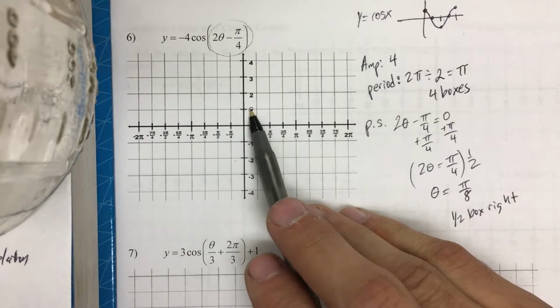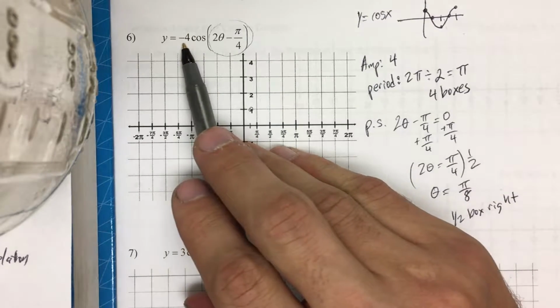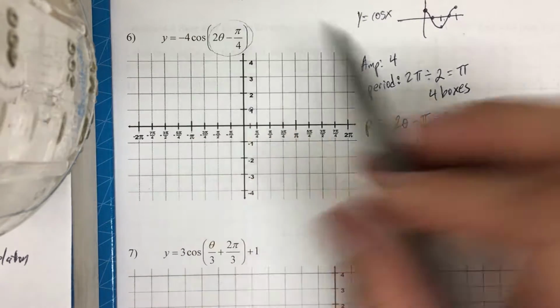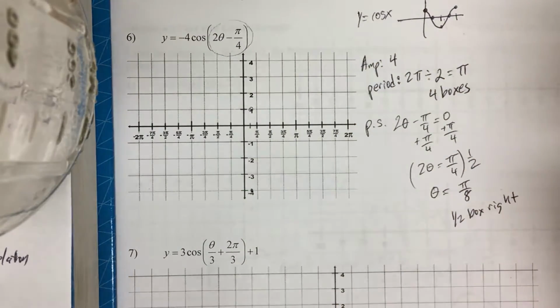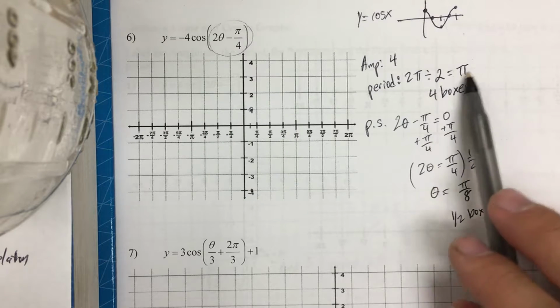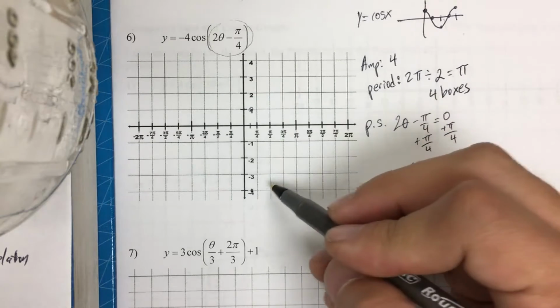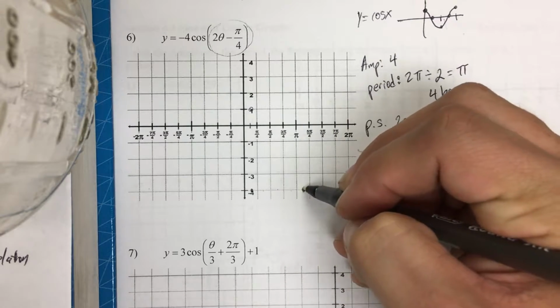We don't want to start at 1 here though, because we would take that 1 and multiply it by -4, and that's going to drop us all the way down to -4. Now my ending point is going to be 4 boxes away. This is going to represent 1 pi. So we'll go 1, 2, 3, 4. That's going to be my ending point.